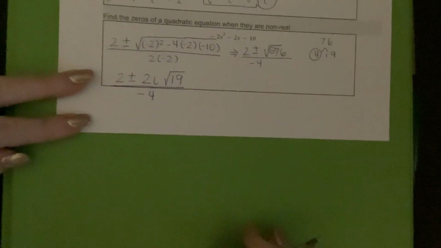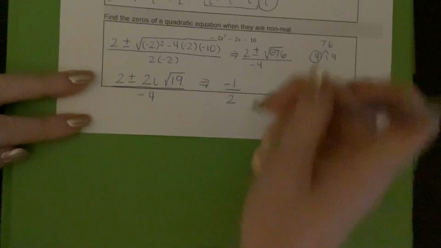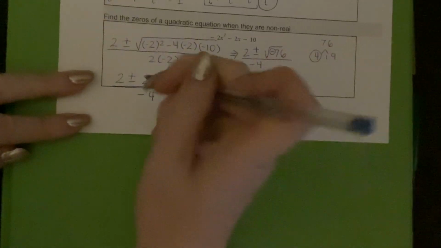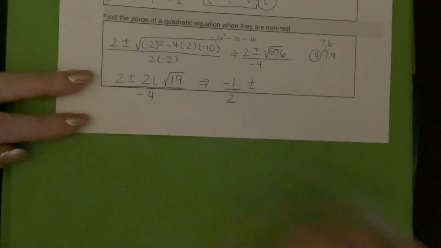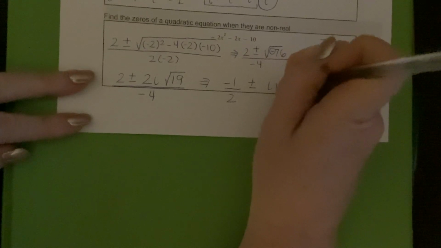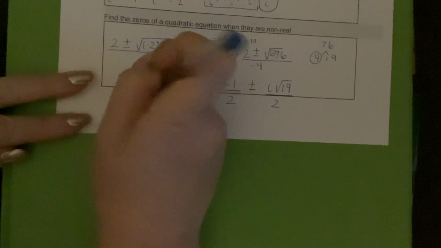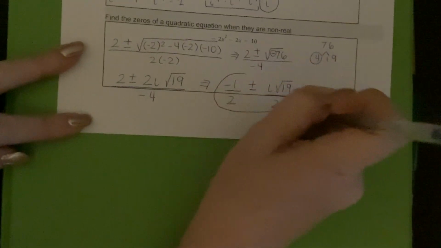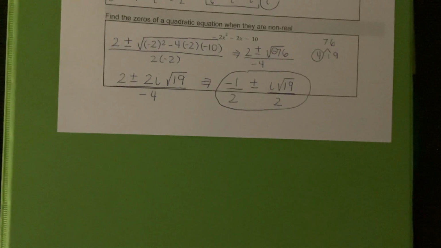Now, you can leave it this way, but if you want the real part and the imaginary part, you need to go one step further and say negative 1/2, because 2 over negative 4, plus or minus. The negative doesn't really matter here just because it's already plus or minus. So this is just going to be i root 19 over 2, because these reduce, these reduce. That would be your final answer. All right, hope that all helps.